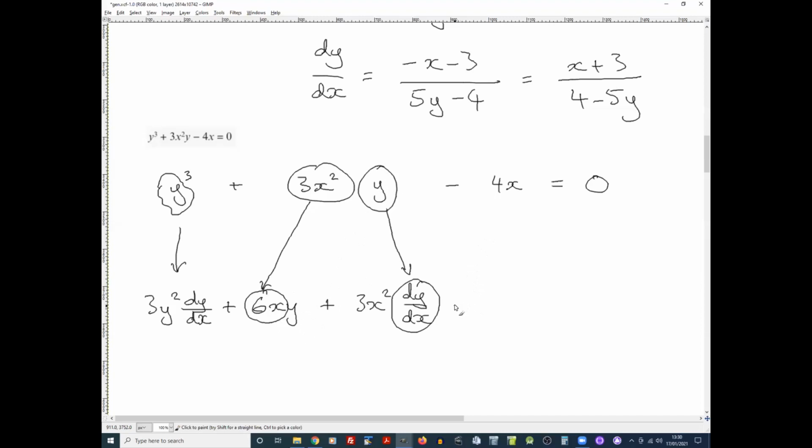And then minus 4x will just become minus 4, with respect to x, yes. If it was with respect to something further inside, like z, then it would be 4 dx by dz. But perhaps that's not helping. We'll say that, and equals 0.